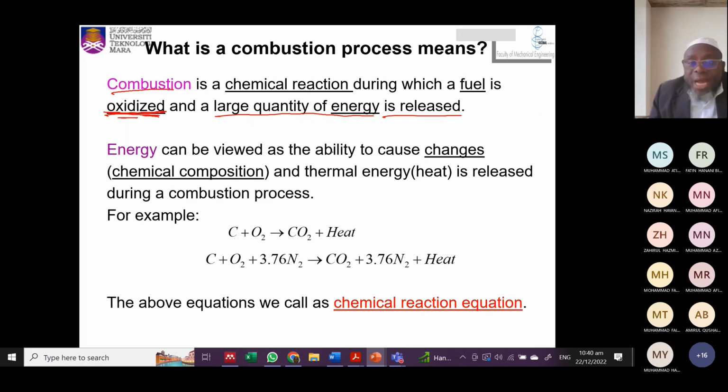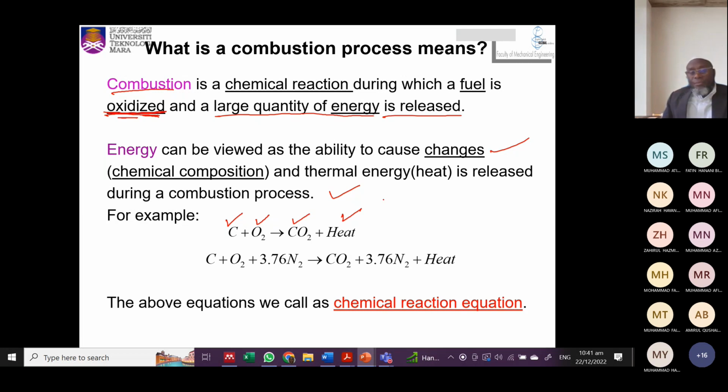Energy can be viewed as the ability to cause change, according to the first law of thermodynamics. The chemical composition and the thermal energy released during a combustion process is this. So this is an example: here we have carbon and oxygen. When they come together, they react in the presence of heat, releasing carbon dioxide, and thermal energy is given out. So a large amount of energy is released in the combustion process.